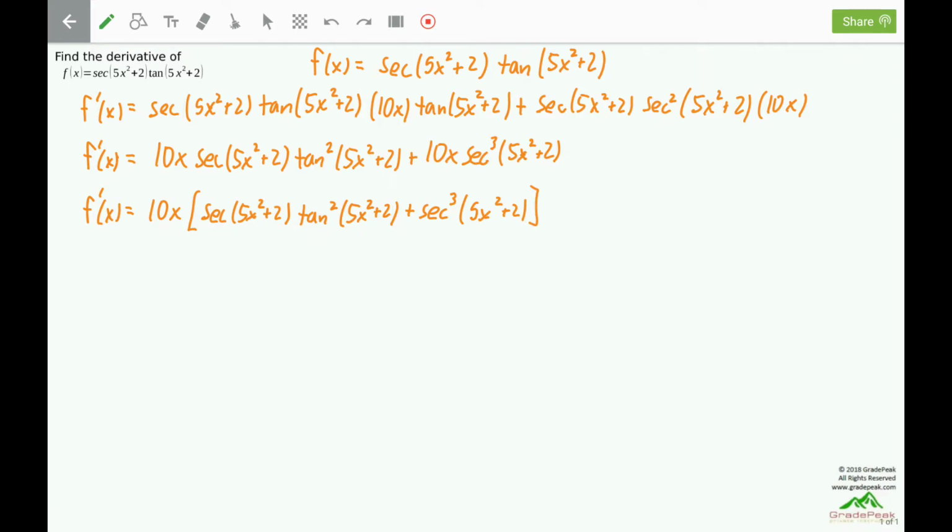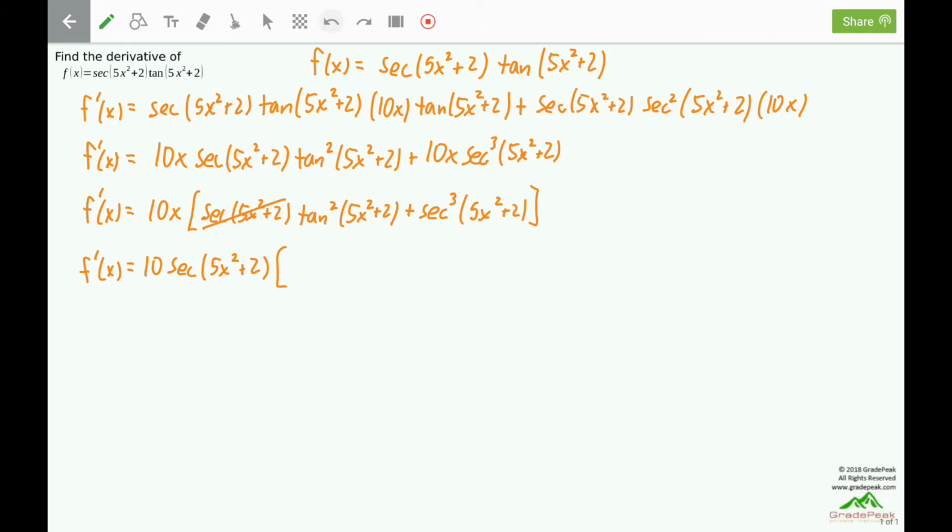The next step is to factor out any like powers of trig functions, and what I have is a secant to the first power and a secant to the third power. I can take out the lower power, which is the first power. Now if I take out a first power, it will be 10x secant to the first power of 5x squared plus 2. And inside here, we're going to remove the first power, so one of those, and we'll remove one of these, which will make that a 2. There's what we should have left.